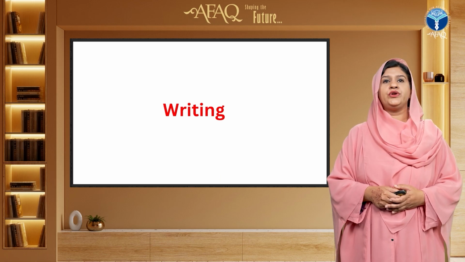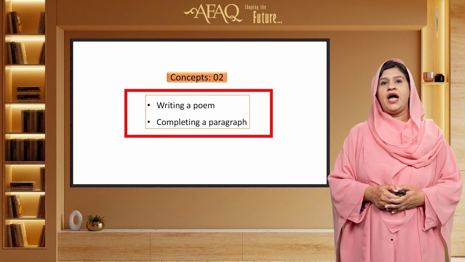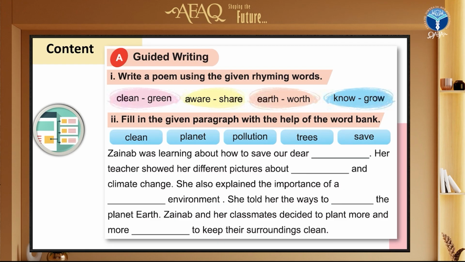In the writing part, we are going to see how to write a poem and complete a paragraph. So, guided writing. Writing a poem using given rhyming words. As you know, my dear kids, the main feature of a poem is that all the phrases end on rhyming words. So just like you read a poem before, you are going to write your own version of a poem. And for your ease, pairs of rhyming words are given. Clean, green, aware, share, earth, worth, know, and grow.